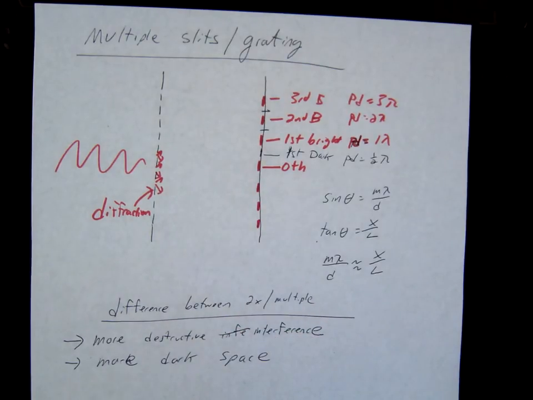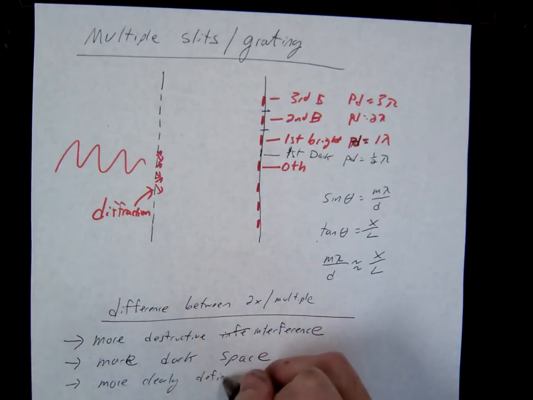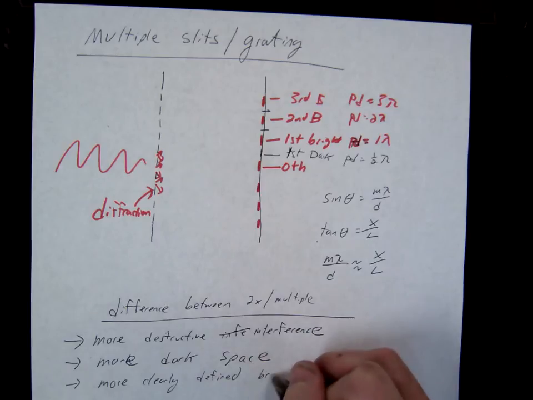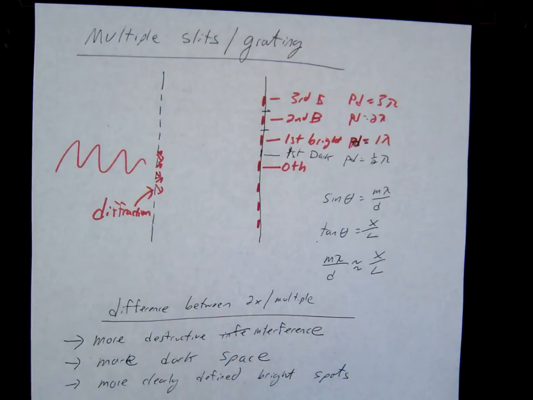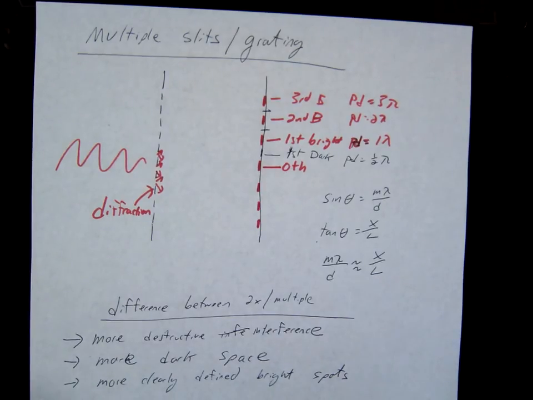In fact, the more slits you have, if you went from 3, 4, 5, to 1,000, the more dark space you end up with, the more destructive interference. And what this ends up doing is it produces more clearly defined bright spots. Your bright spots are going to be more clearly defined. Now when we do the lab tomorrow, you're going to see this visually, firsthand. I'll try to draw some of this for you so you can visualize it as well.